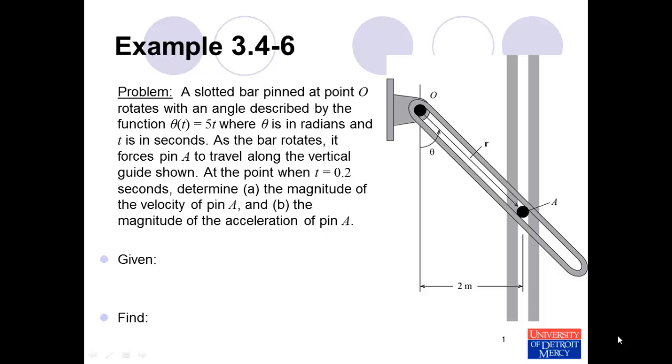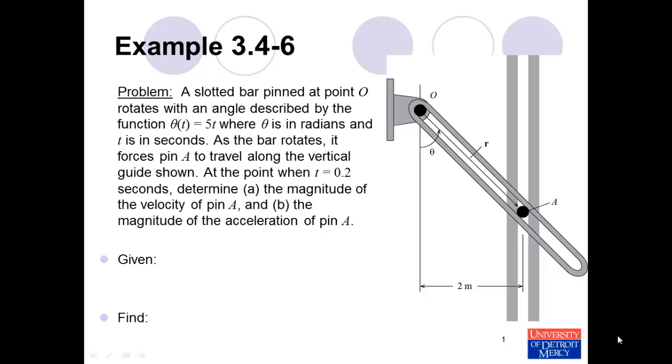As the bar rotates, it forces pin A to travel along the vertical guide shown. At the point when t equals 0.2 seconds, determine A, the magnitude of the velocity of pin A, and B, the magnitude of the acceleration of pin A.